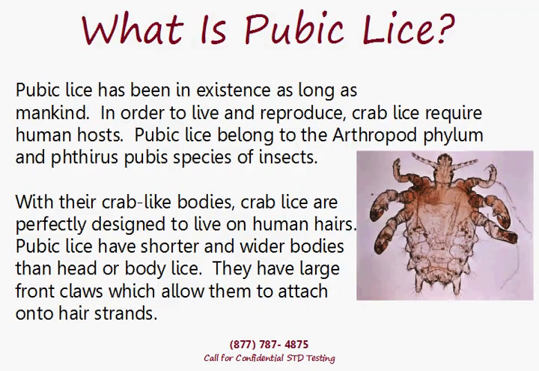So, what is pubic lice? Pubic lice has been in existence as long as mankind. In order to live and reproduce, crab lice require human hosts. Pubic lice belong to the arthropod phylum and the Phthiriasis pubis species of insects. With their crab-like bodies, crab lice are perfectly designed to live on human hairs. Pubic lice have shorter and wider bodies than head or body lice. They also have large front claws which allow them to attach onto hair strands.